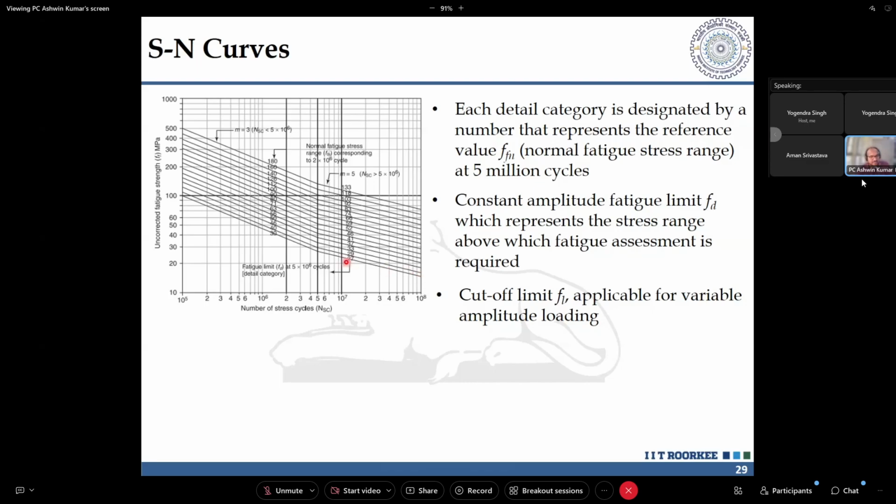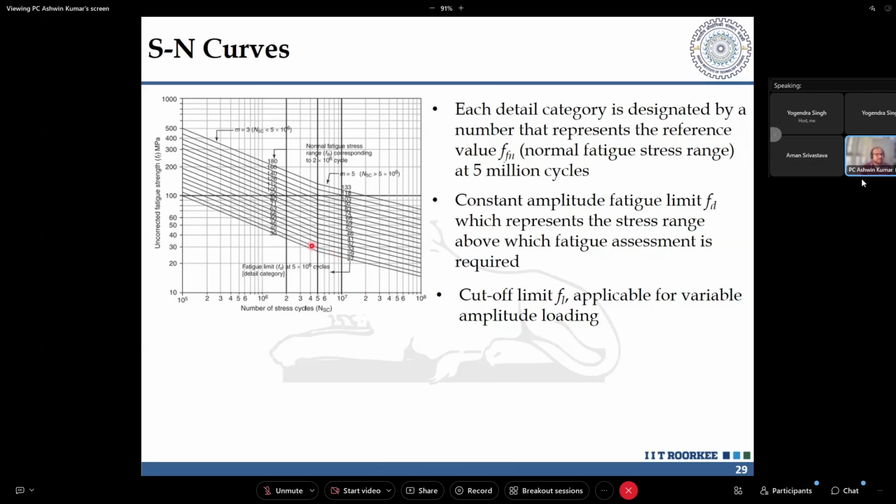But if I keep my hand right now at this location, and I say, for detail category 27, if I keep my stress range below this particular line, I have infinite life. I need not even check the fatigue strength of that particular detail if the stresses are below this particular line for constant amplitude loading. I hope it is clear now, right?